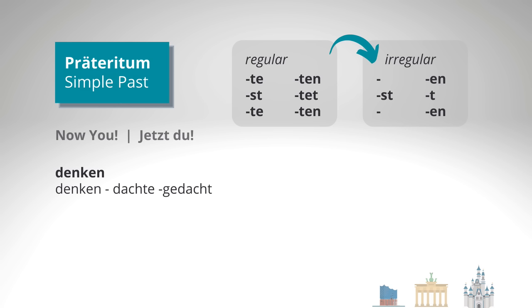Now it's your turn again. Based on what we've just learned, your task is to conjugate an irregular verb that I give you. I'll give you the infinitive of the irregular verb and its 3 forms. So for example, denken, to think, and the 3 forms of denken are denken, dachte, and gedacht. Based on that, how can you conjugate it? If you like, you can pause the video and try for yourself.